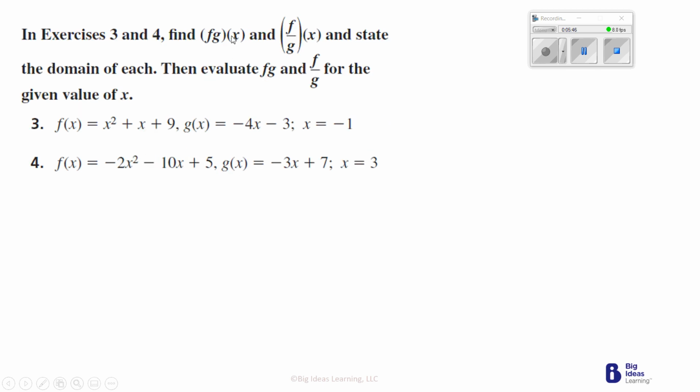Number 3 says this time we got f times g of x and f divided by g of x. Okay, well, I've got number 3, so let's put it to work. In this one, we've got x squared plus x plus 9, and we're multiplying it by negative 4x minus 3. I showed you guys how to multiply this in class. You guys can do it the FOIL way if you want. I kind of prefer it this way.